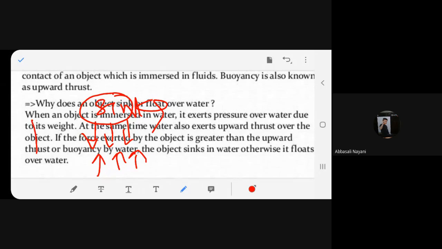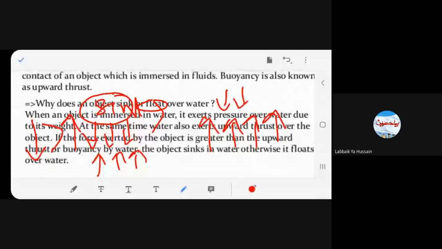So this is more than the upward thrust. In case of floating, the weight of the body is less than the upward thrust of the water, and hence it floats. Did you understand? Yes. There are two forces applied. One is the weight of the object, and the other one is the upward force of the water. Weight of the object is force.